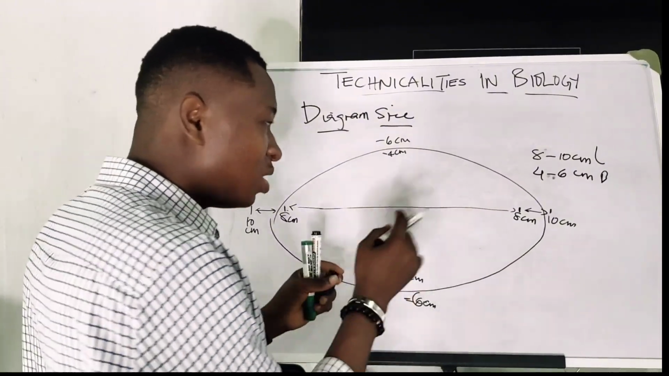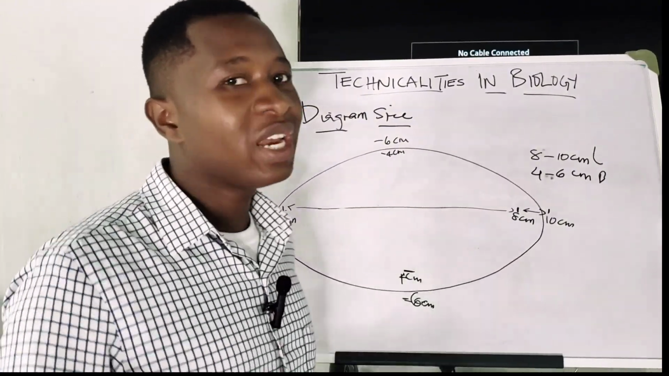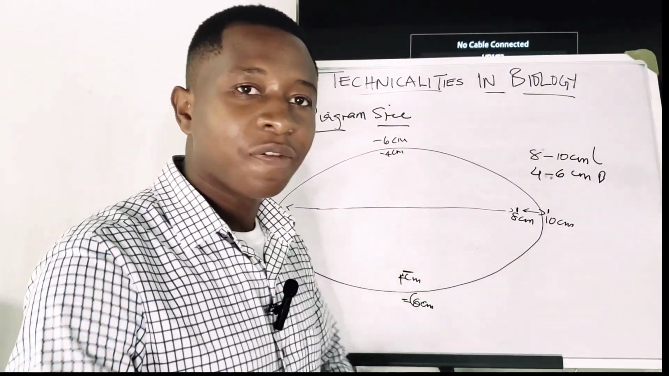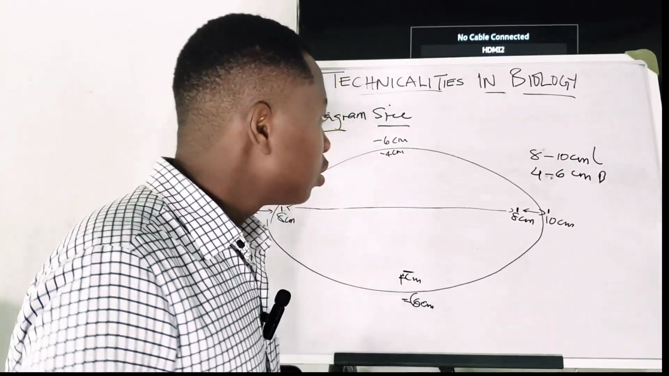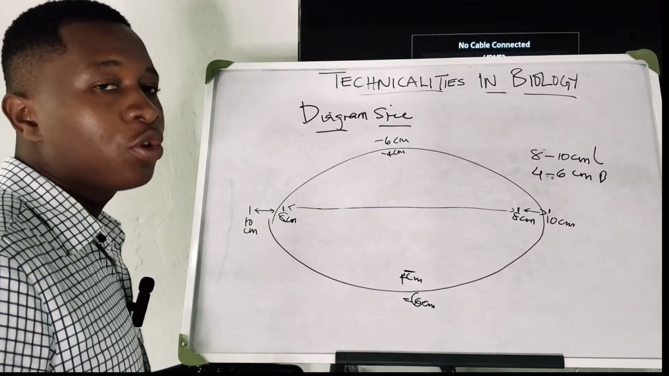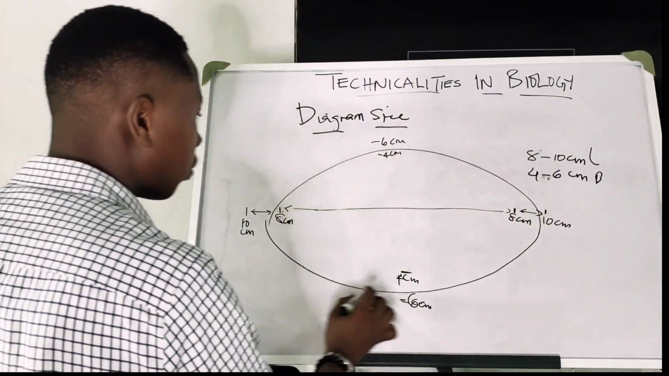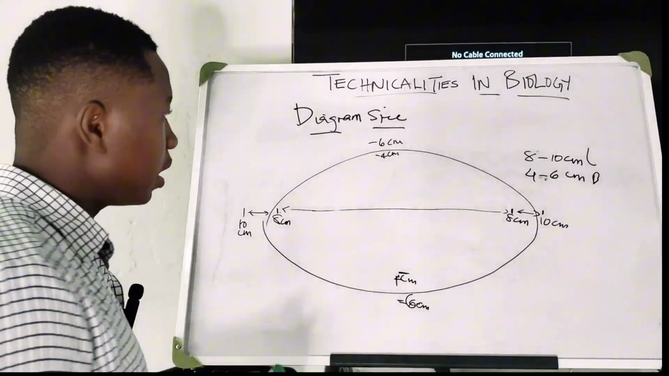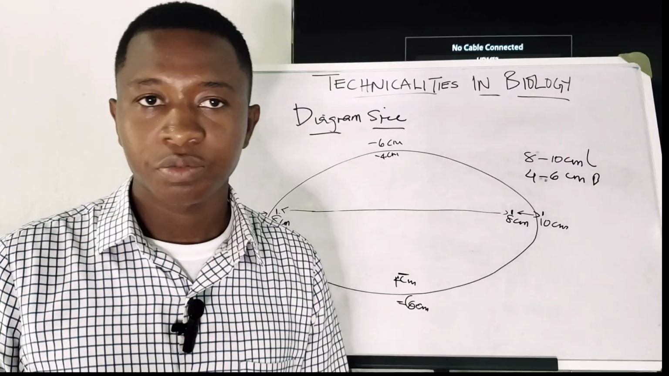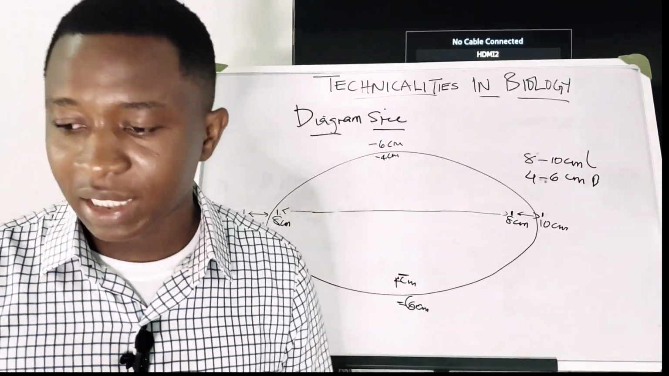Now students don't know this part. They just go ahead and draw anything they want, and they fail. So do not just draw anything you want to draw. Make sure you draw on the specific measurement you have been given. It is very important. All right, so let's look at the next one.